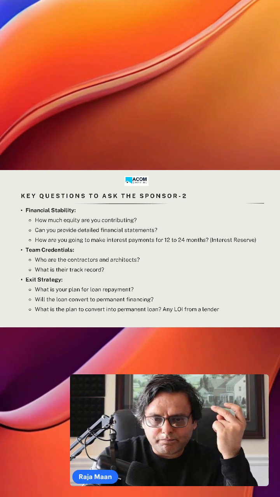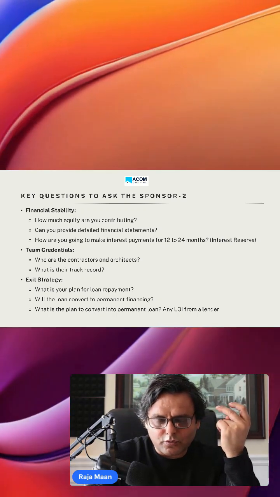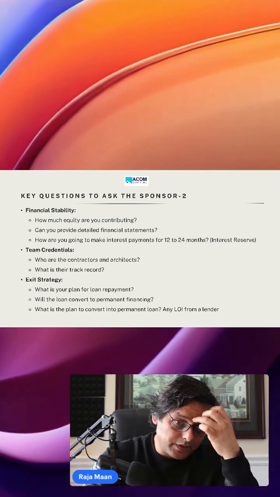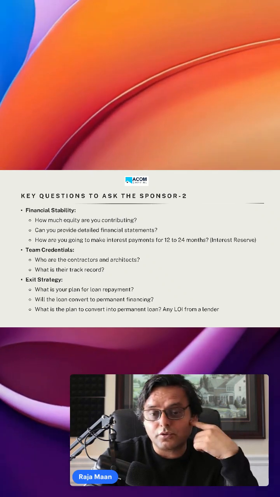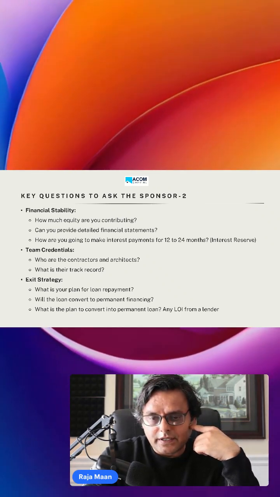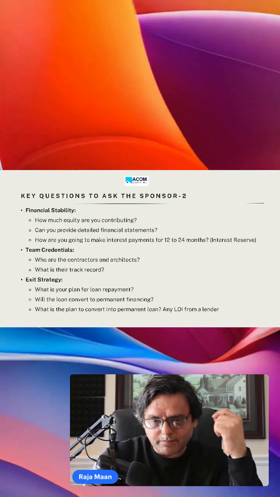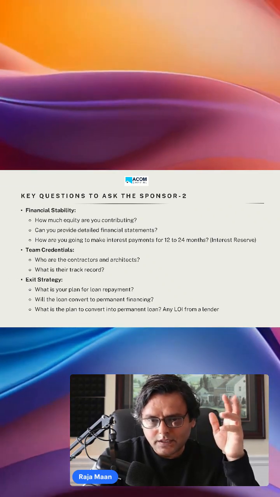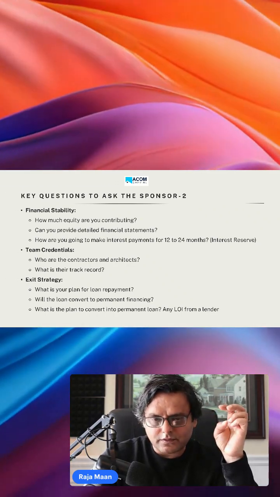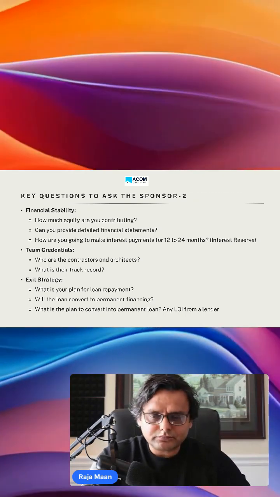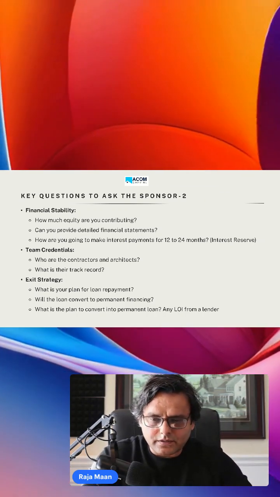How are you going to make interest payments for 12 to 24 months, the interest reserve? A construction loan is usually interest-only payment, so we want to see if you have enough money to make payments for the next 12 to 24 months during the construction period.